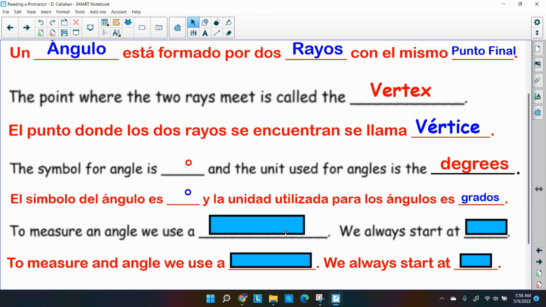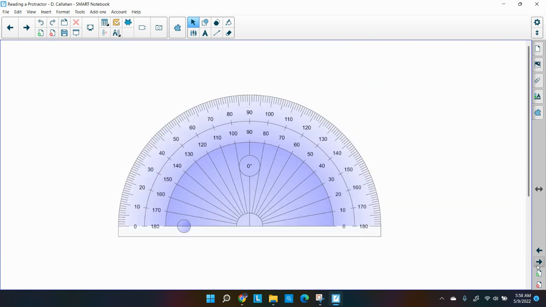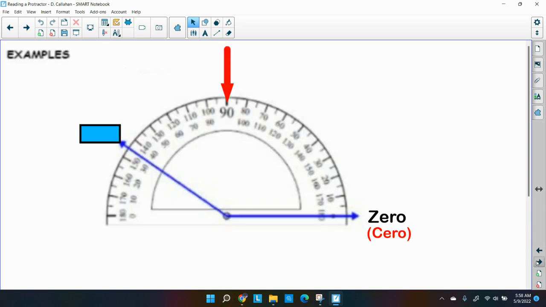We just got another box to release. To measure an angle, we use a protractor, transportador. We always start at 0 when we're measuring. So we're going to measure some angles in a second here. So here's the little notes that you should know. So we're going to use our protractor. If you're unsure what it looks like, here's what it looks like. This is my interactive protractor with Smart Notebook. So it's a good protractor.